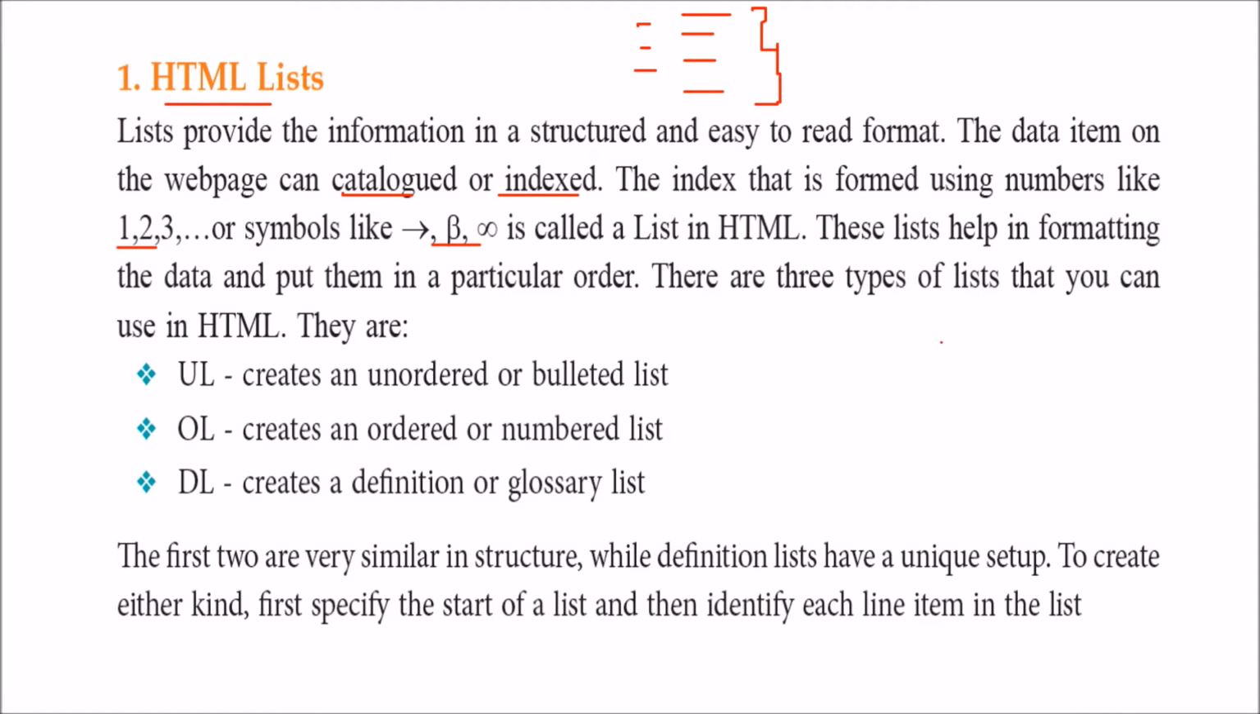There are three types of list in HTML. UL, unordered list, which creates an unordered or bulleted list. OL, ordered list, which will have an order, a numbered list, so you will find the numbers there. DL is a special, unique list for definitions. We'll talk about this more.